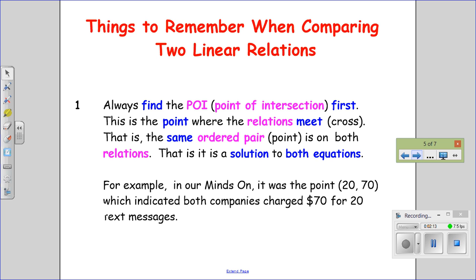Things to remember when comparing two linear relations. We need to know the point of intersection first. That is the point where the relations meet or cross. That is, the same ordered pair is on both relations. It's a solution to both equations. So in the minds-on we started with, the point (20, 70) indicated both companies charged $70 for 20 text messages.